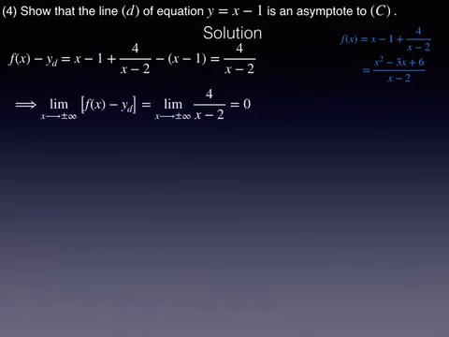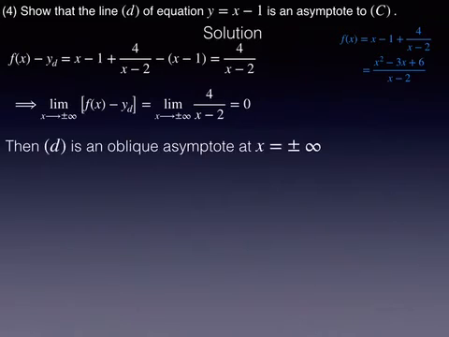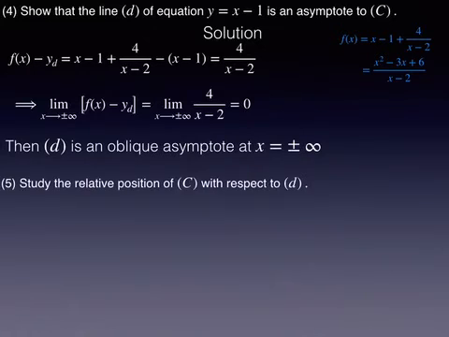So a second step is to find the limit at plus and minus infinity of this simplified expression. So the limit at plus or minus infinity of 4 over x minus 2, we replace x by plus or minus infinity, so 4 over plus or minus infinity, which equals 0. Any number over infinity is 0. Then you can conclude that this straight line is an oblique asymptote.